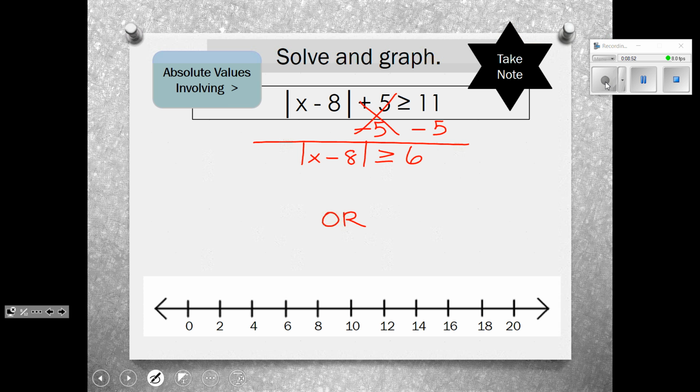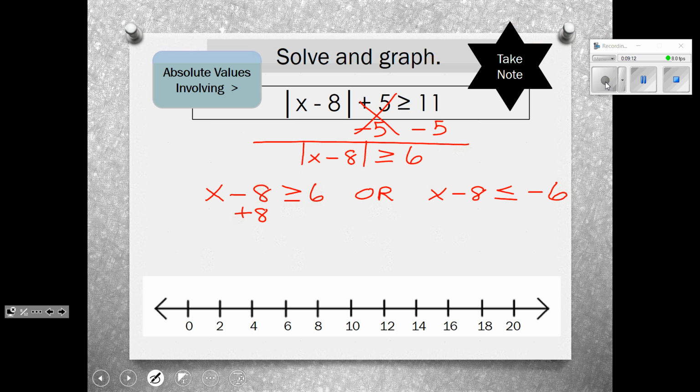We are now ready to set up our two equations. The first one, we just copy and paste. X minus 8 is greater than or equal to 6. Or when we write the second equation, x minus 8, we're going to flip the sign with the opposite integer. We have two one-step equations.